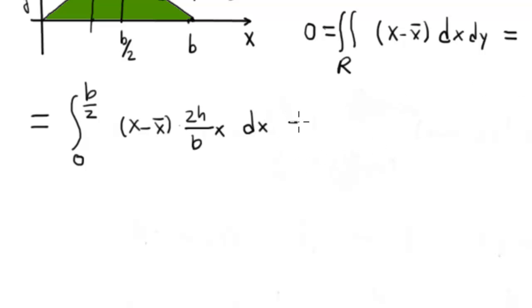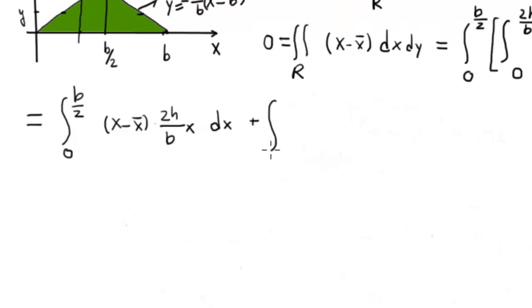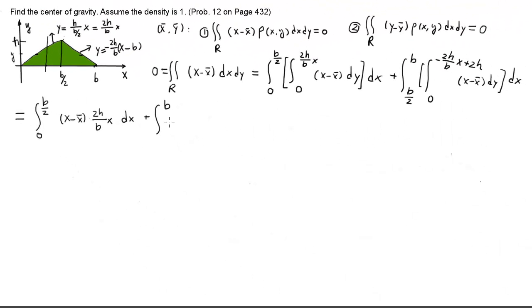And look at the second one. The second one is going to be from half of b to b, and we do the same thing. What we have is x minus x bar, and then we have this expression over here, negative 2h over b times x, and plus 2h, and then dx. Okay, now this is what we have.